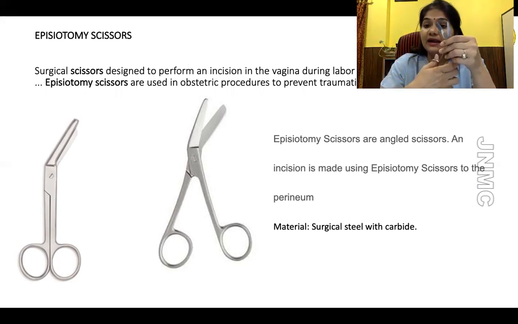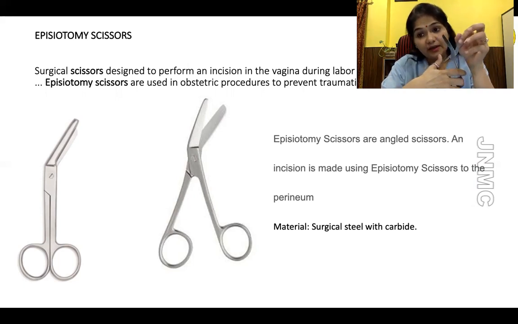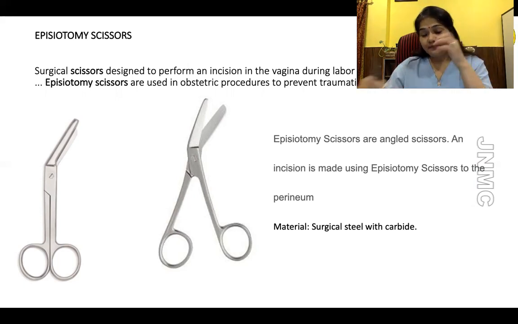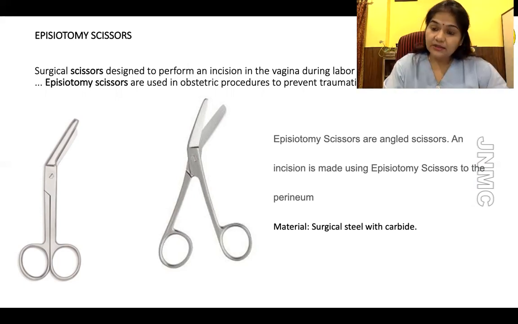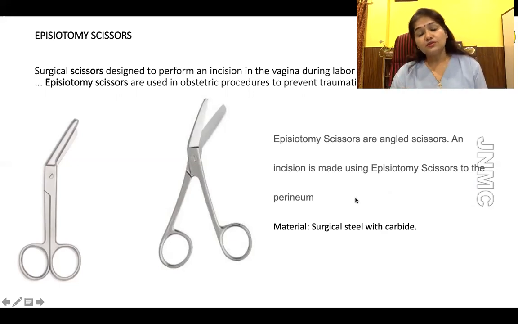It has a blunt blade and a sharp blade. The blunt one goes inside the vaginal side so that it doesn't injure the fetal head. So episiotomy scissors are used to make the episiotomy incision. So the whole viva is going to go on episiotomy.